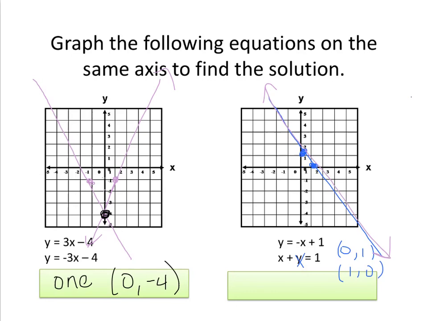Another way you can double check is to put this second equation into slope-intercept form. If I subtract x on both sides, I would end up with y is equal to negative x plus 1. I could also see that, yes, this equation is in fact the same as here. So this would be an example of infinite solutions because it is the same line.